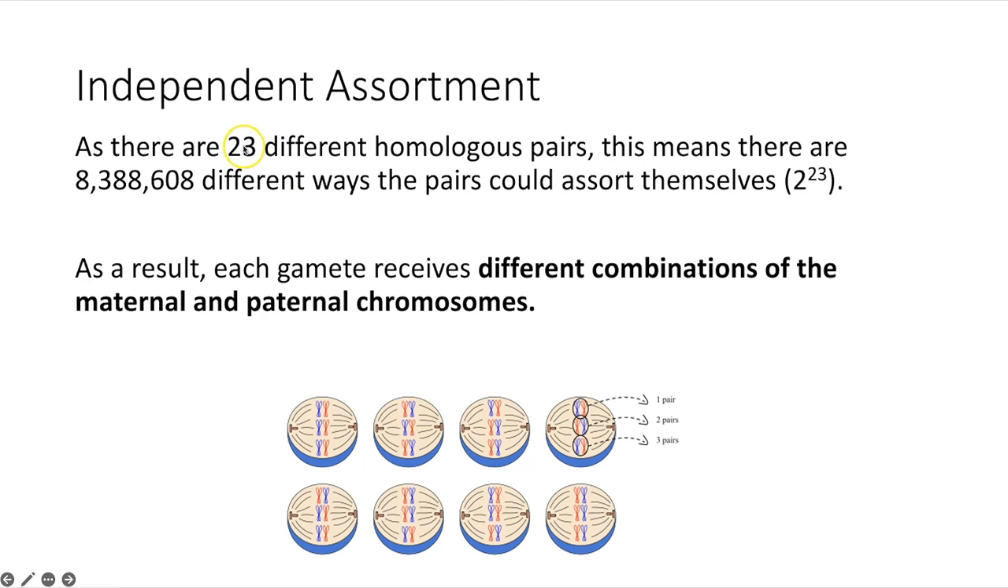So for humans, we have 23 homologous pairs. So to work out how many possible different gametes we could create because of independent assortment of homologous chromosomes, it'd be 2 to the power of 23, which gives us over 8 million different combinations.